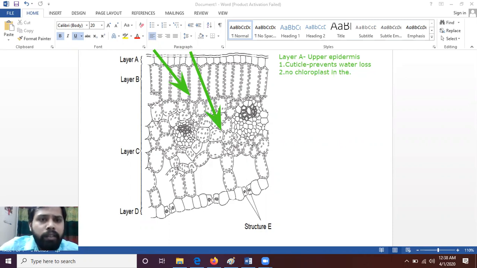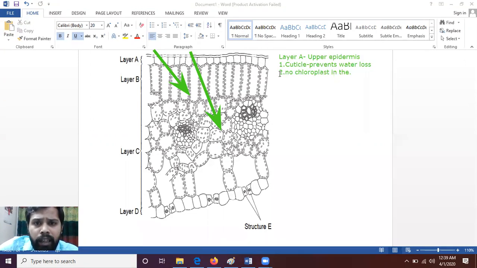If the upper epidermis contained chlorophyll, what would happen? The sunlight would have been trapped here in layer A. But the problem is that photosynthesis doesn't take place in that layer. In the leaf, photosynthesis takes place in layer B and layer C combined. It doesn't matter in which layer it happens. Most of the time it happens in layer B. Do you get my point? So to allow the sunlight to pass through layer A, there is no chloroplast in layer A. All right, so we are done with layer A.